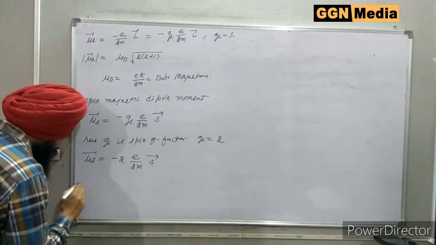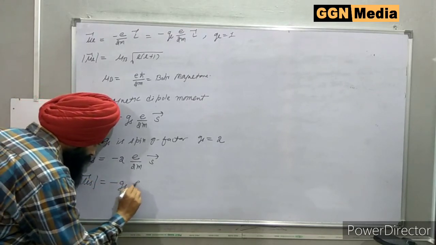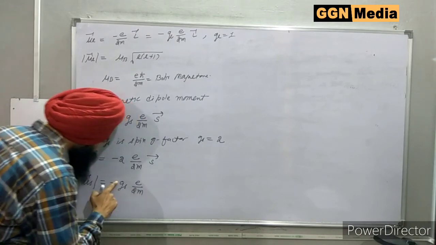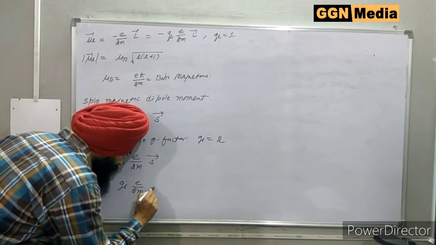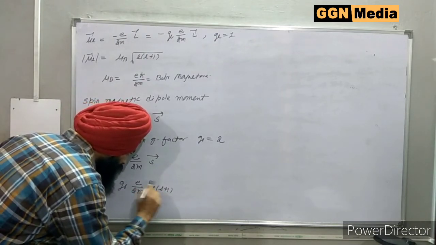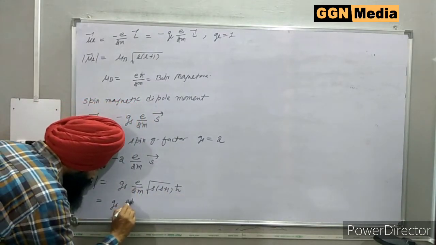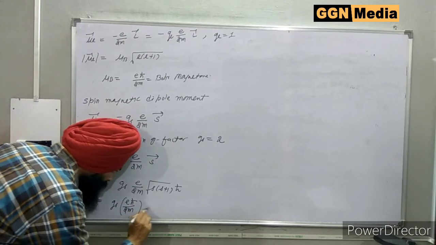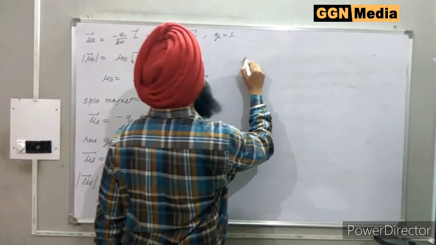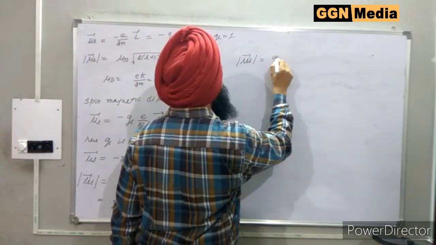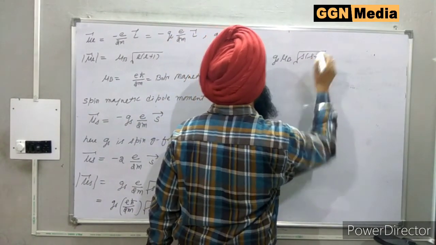Again, if I put the value of S here in magnitude, minus Gs e upon 2m, we can remove the negative sign if I take the magnitude, into under root S into S plus 1 h cut. I combine this h cut here. Again, this is the Bohr magneton. So we have the value of mu S in magnitude equal to Gs mu B under root S into S plus 1.